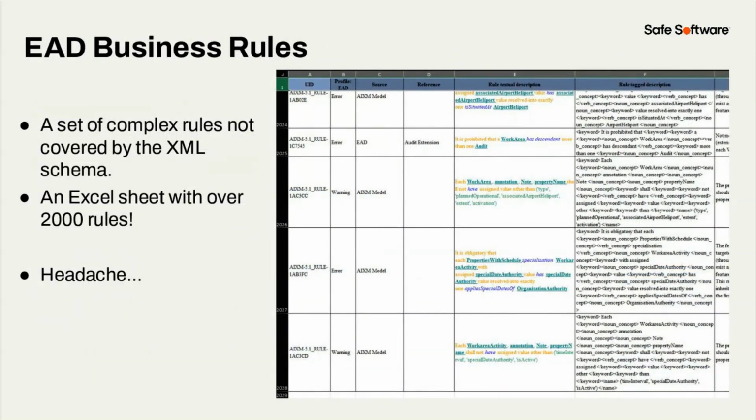Then we have the EAD business rules, a set of complex rules not covered by the XML schema. For instance, a rule that says, if this property has this value, then this object class must exist, or this object class may not exist, or something like that. And you can't cover that in an ordinary XML schema. So they gave us this Excel sheet with over 2,000 rules, and we're starting to regret our life choices.